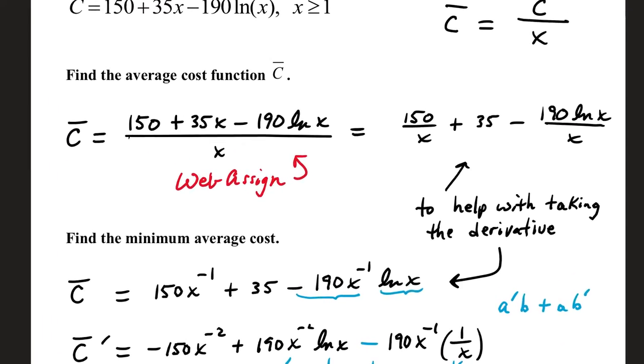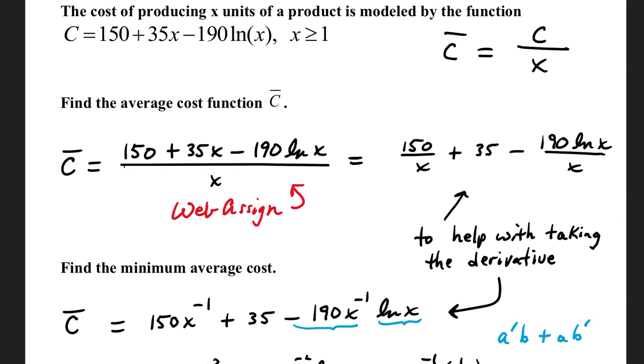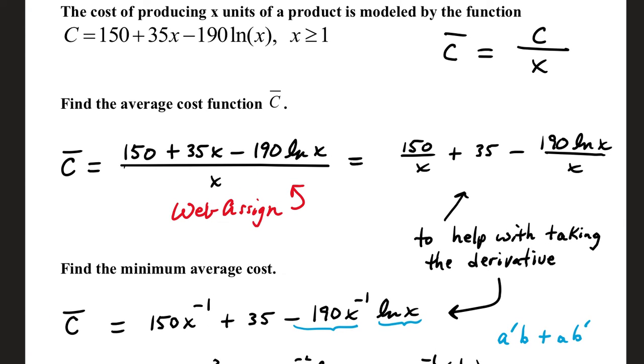Let's look at an application. The cost of producing x units of a product is modeled by the function c equals 150 plus 35x minus 190 times the natural log of x. Logarithms are only defined for positives, and because we're looking at whole number of units, we're going to keep x greater than or equal to 1. That's just a domain thing.